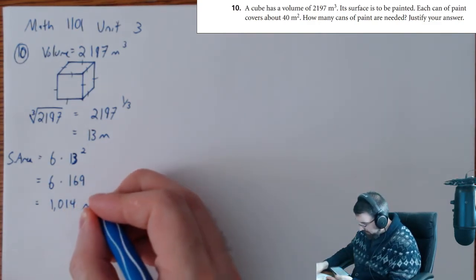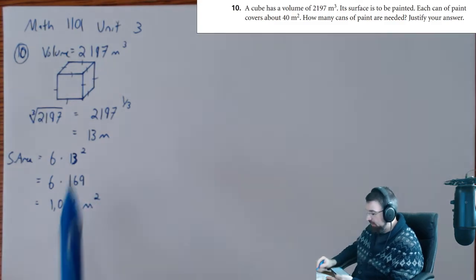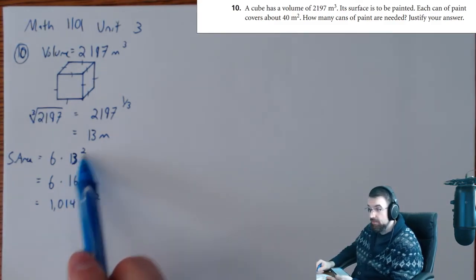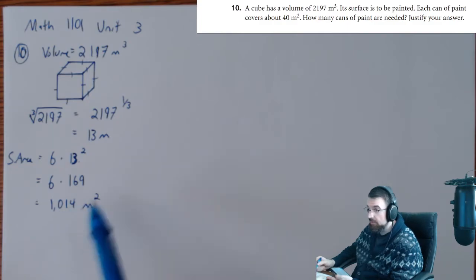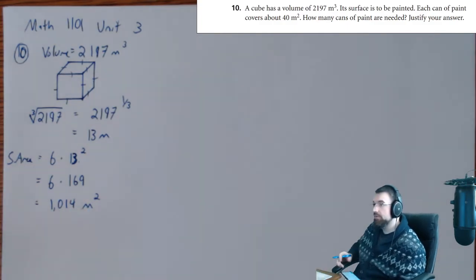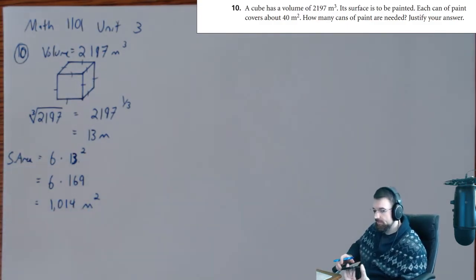Right, so it's going to be, and that is meters squared now, because this was 13 meters. When those meters squared, they became square meters. So that now is the total surface area of the full cube.